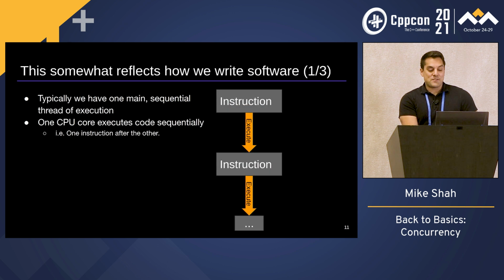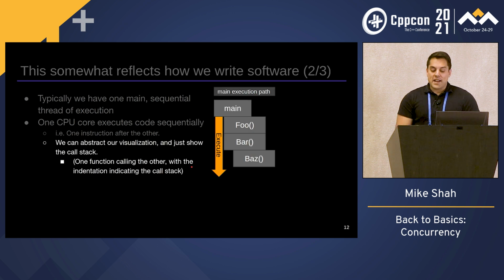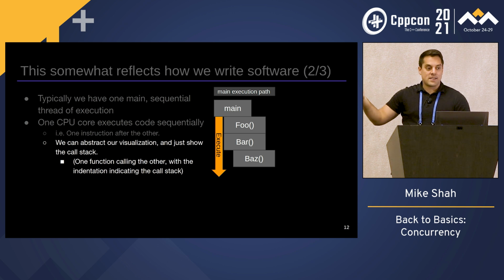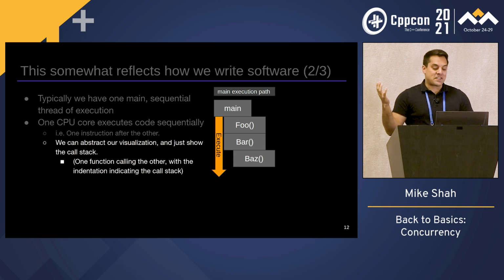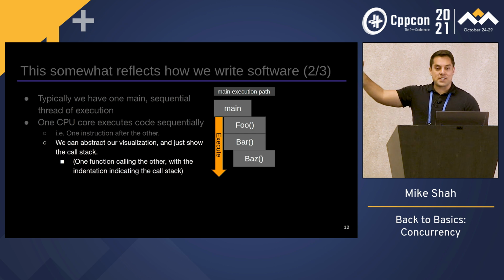But luckily, computers can do things concurrently. We just have to tell them how. But typically when we write software, we think about it in this sequential way, right? One instruction after the other when we're writing our code. And I can abstract this just a little bit more to, instead of instructions, think about them as one function executing right after the other. So here's just a visualization of a call stack. Main calling the foo function, then we call the bar function, which calls another function, and so on.